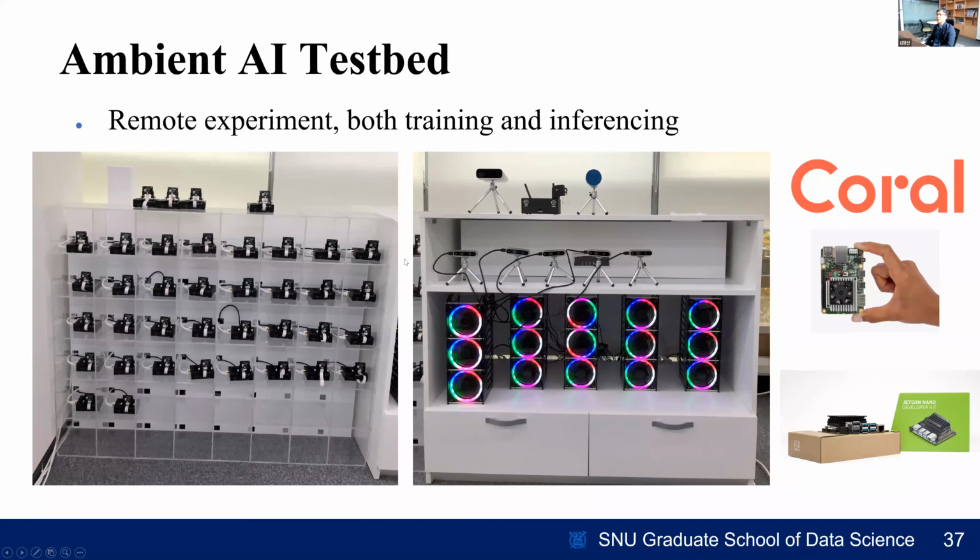First of all, we constructed a testbed for ambient AI comprising tens of smart edge devices. In the left figure, you can see Google Coral devices, which have edge TPU and mobile GPU. In the right figure, you can see some Jetson Nano series, which have mobile GPU and more computing resources compared to Google Coral. And you can see some RGBD cameras and LiDAR sensors here.